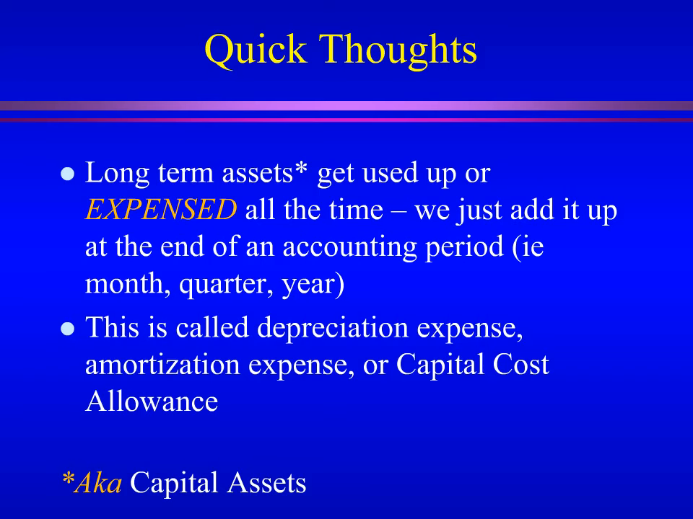Long-term assets get used up or expensed all the time. Every minute, every day they're in the business, they get used up, whether or not we actually physically use them. We just happen to add the expense up at the end of the accounting period, month, quarter, day, year, whatever the case may be. The expensing of a long-term asset, of course, is the depreciation expense or the amortization expense, or in the case of Revenue Canada, capital cost allowance.